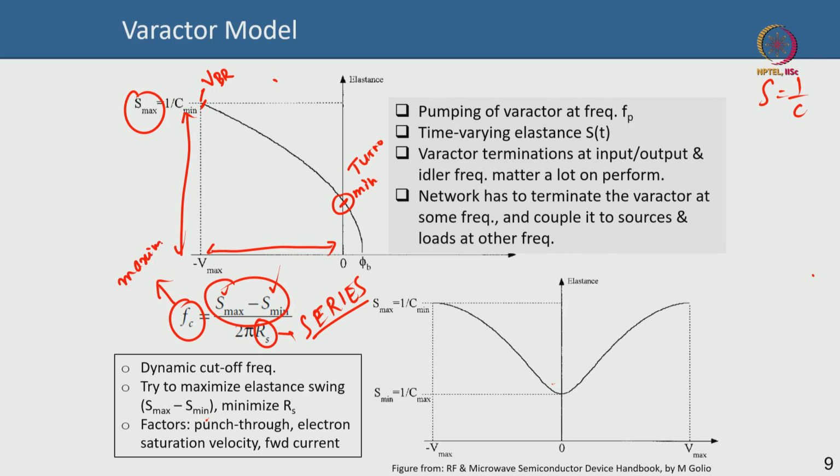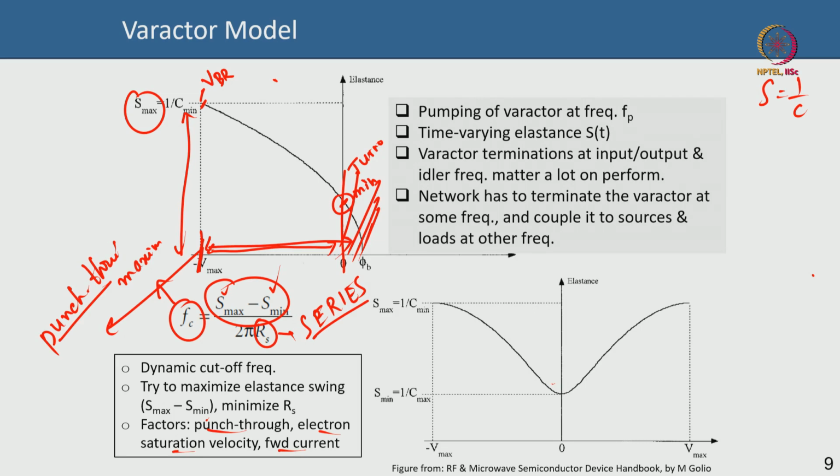Now this maximum elastance swing, or this maximum voltage swing, is in a way limited by the fact that the device will break down here. Breakdown happens when there is a punch through, for instance. A diode can punch through. There is also something about electron saturation velocity, and the effect of the electron saturation velocity I will come to in a few slides from now. And then the other limit is of course the forward turn on. If the diode turns on, it is no longer a capacitor, it is a conductor, and you cannot use it as a varactor anymore. So punch through, electron velocity saturation, and forward turn on are the three important factors that limit your cutoff frequency and the maximum swing.